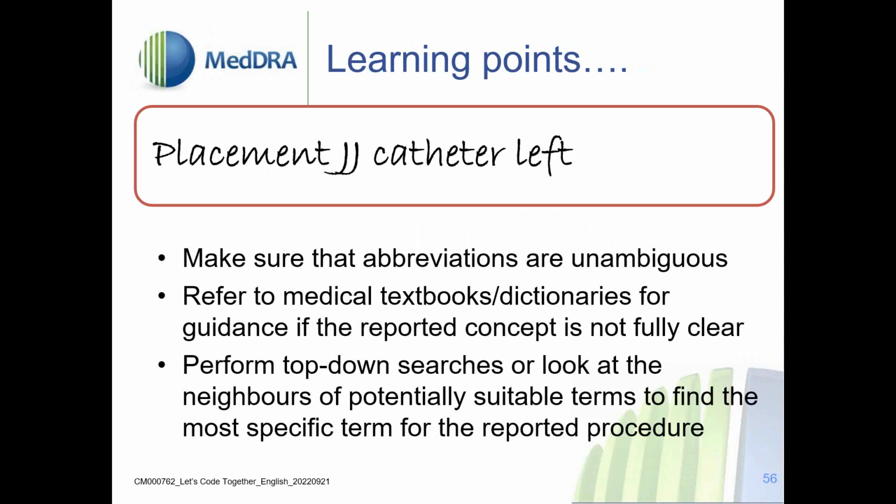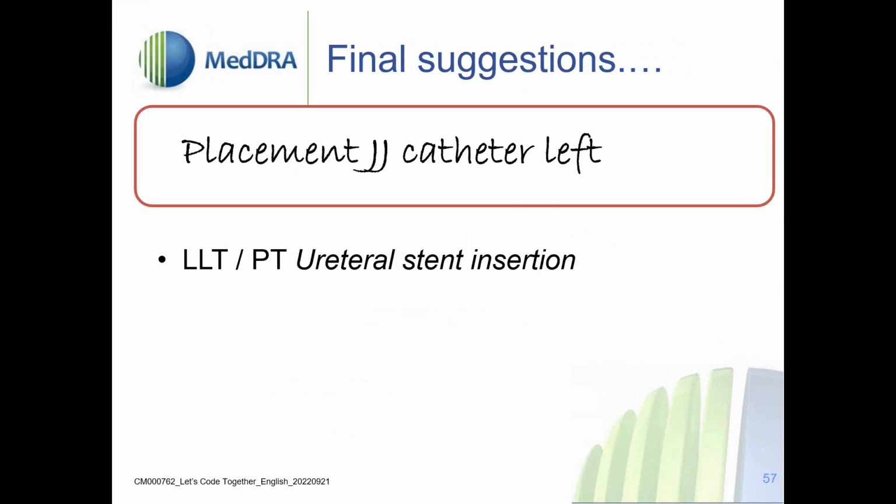If you can't find a direct hit for the reported term in MedDRA, then perform a top-down search and always look at the neighbors of a potentially suitable term to ensure that you find the closest match for the given verbatim. And with this, we found that LLT and PT ureteral stent insertion is the best match for our reported, not condition, but investigation, surgical procedure.